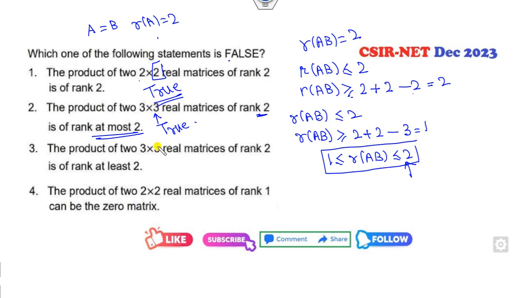The product of two 3 cross 3 matrices of rank 2 is at least 2. But you can see we needed at least 1. So this statement is my false statement, and I need the false statement, so this is the correct option.